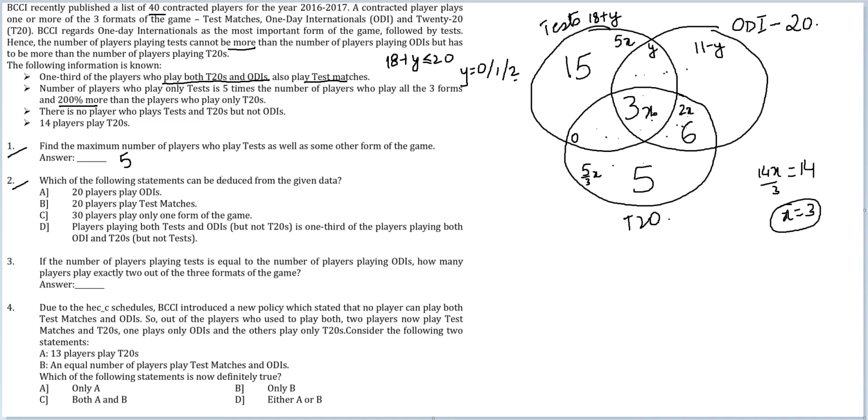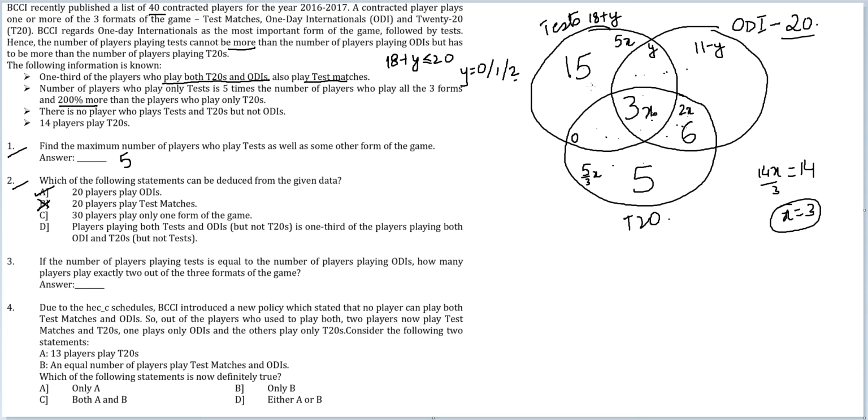Question 2. Which of the following statements can be deduced from the given data? 20 players play ODIs. Yes, this can be deduced. So this seems like the answer, but as of now we will not mark it. We will check the other options also. Second option is 20 players play test matches. Players who play test matches is 18 plus Y. Now Y can take any value among 0, 1, 2. So it could be 18 or 19 or 20. This cannot be deduced.